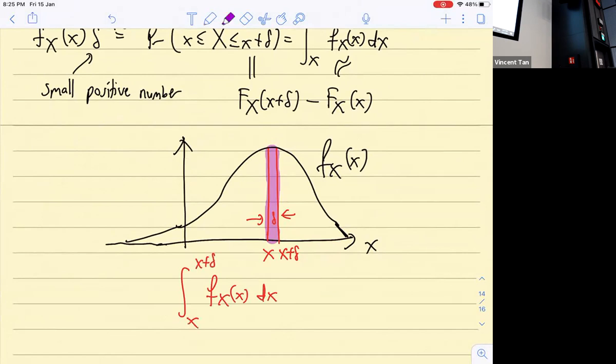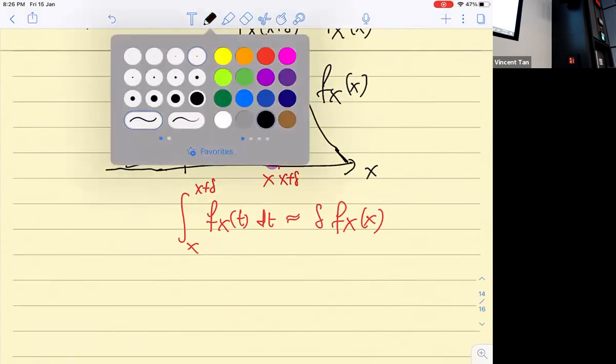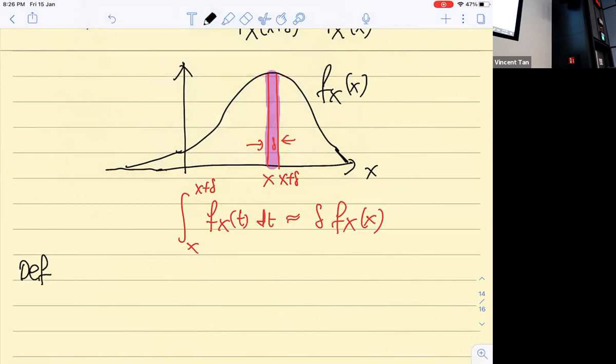Actually, to be more careful, let's put t here. So this is approximately, if everything is nice, continuous or something, delta multiplied by fX at x. There are some conditions for which this approximation holds, but we don't need to go too deep into this. So what we need is the following definition.